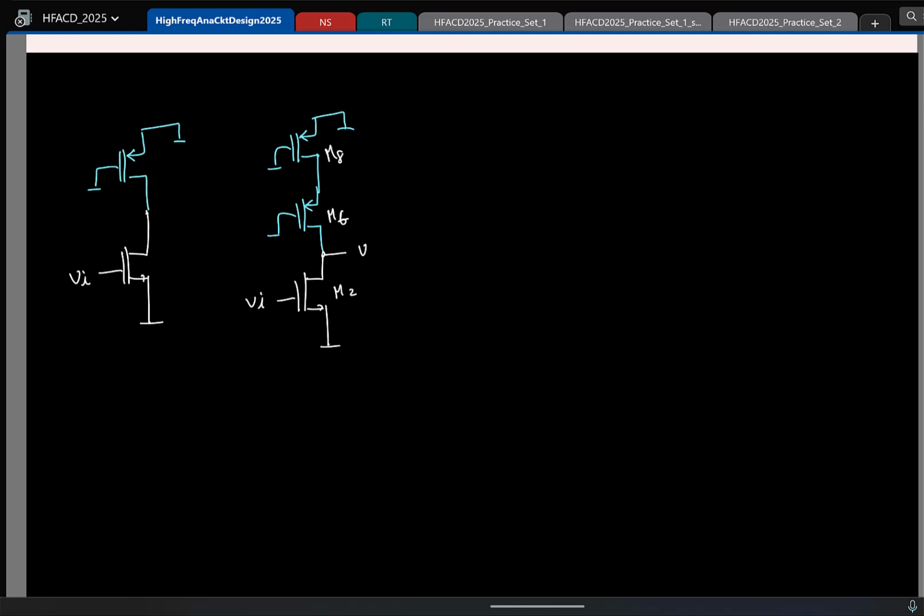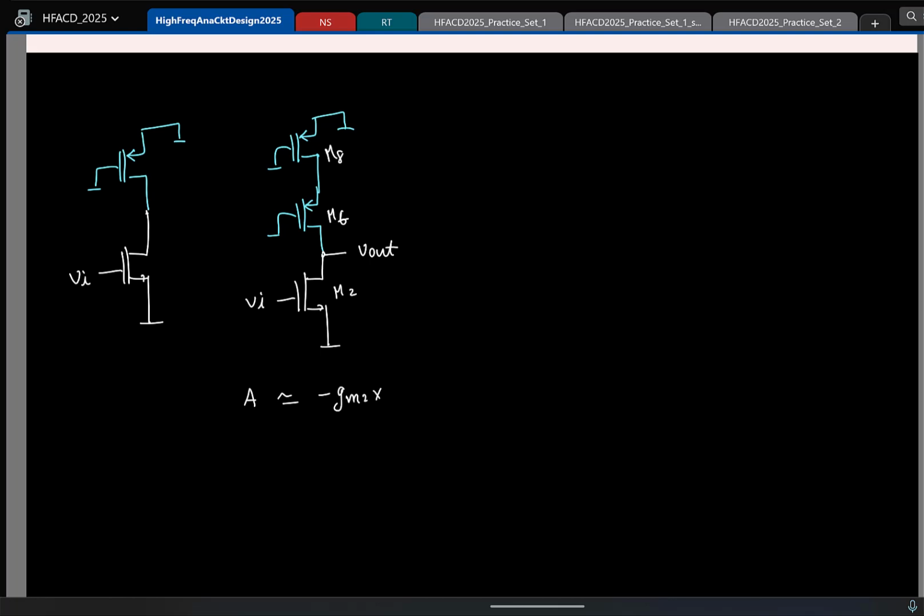So what is the small signal gain here? What is the short circuit gm here? You should be careful, it is minus gm2 because you short circuited and find the current. You find the current this way. So it is minus gm2, you have an inversion.